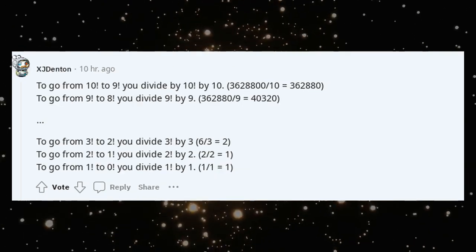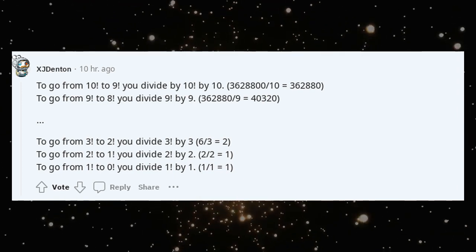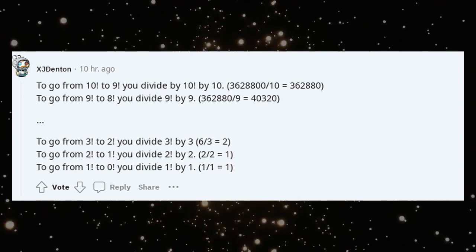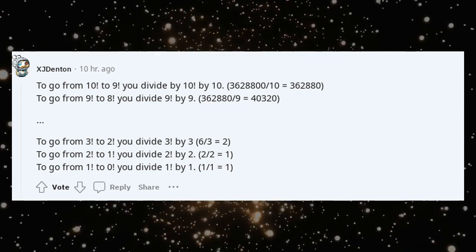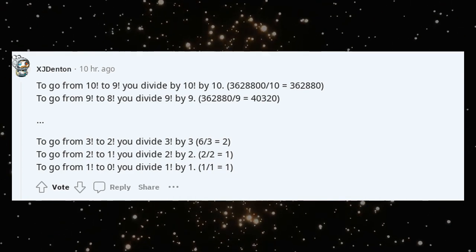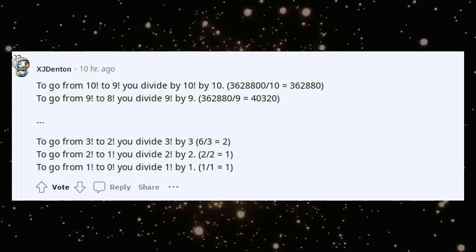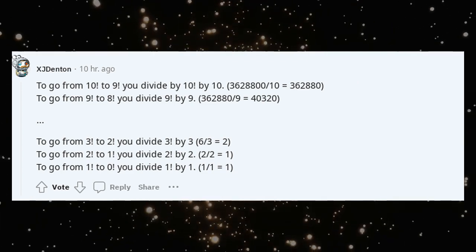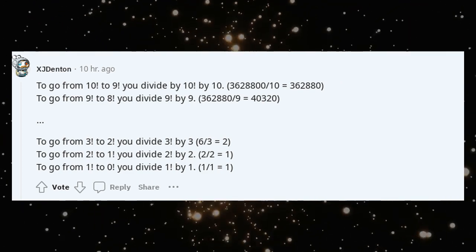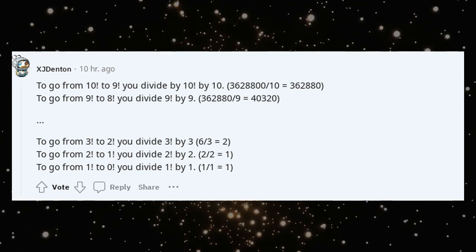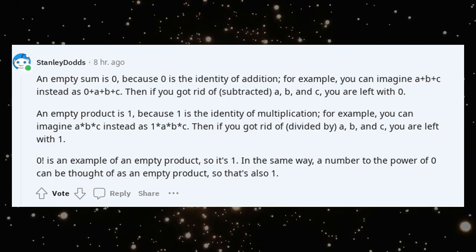To go from 10! to 9!, you divide by 10. 10! is 3628800. To go from 9! to 8!, you divide by 9. 9! is 362880. 8! is 40320. To go from 3! to 2!, you divide 3! by 3, which is 2. To go from 2! to 1!, you divide 2! by 2, which is 1. To go from 1! to 0!, you divide 1! by 1. 1 divided by 1 is 1.